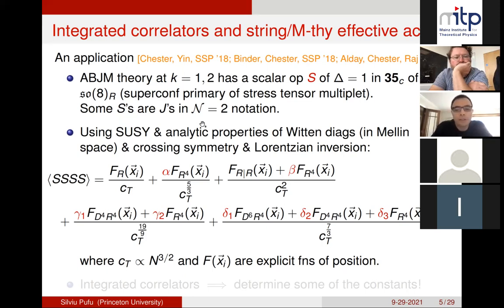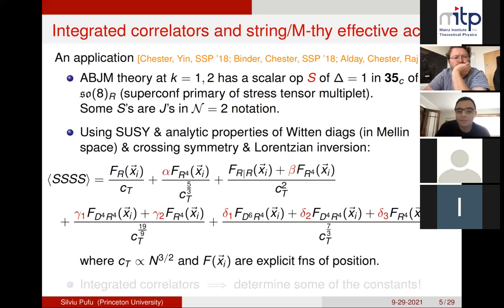And using all these facts, one can actually figure out what all these functions are. These are explicit functions of position, but one just doesn't know what the coefficients that appear here, the coefficients that are in red, are.